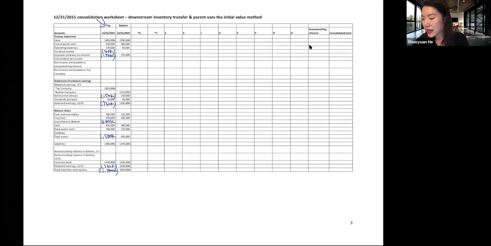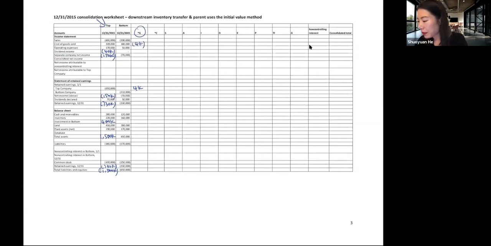So here, first let's look at the star G entry. Because it is a downstream transfer, we need to take out part of the retained earnings of the parent, and then credit cost of goods sold. So we debit retained earnings for the parent for 4,000 and credit cost of goods sold for 4,000.